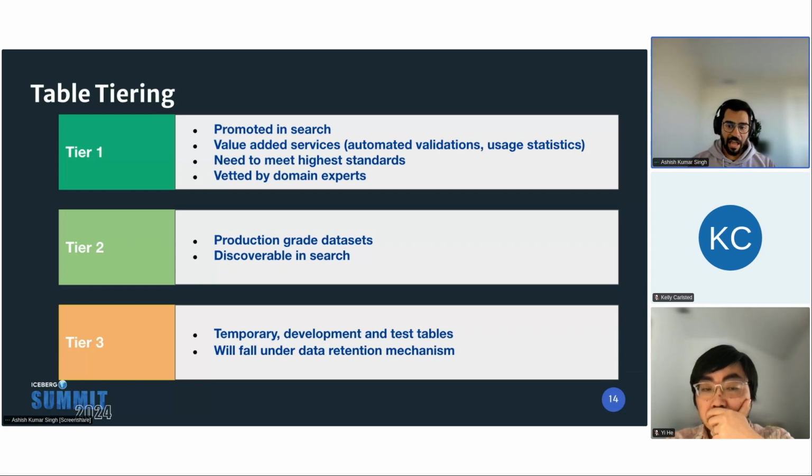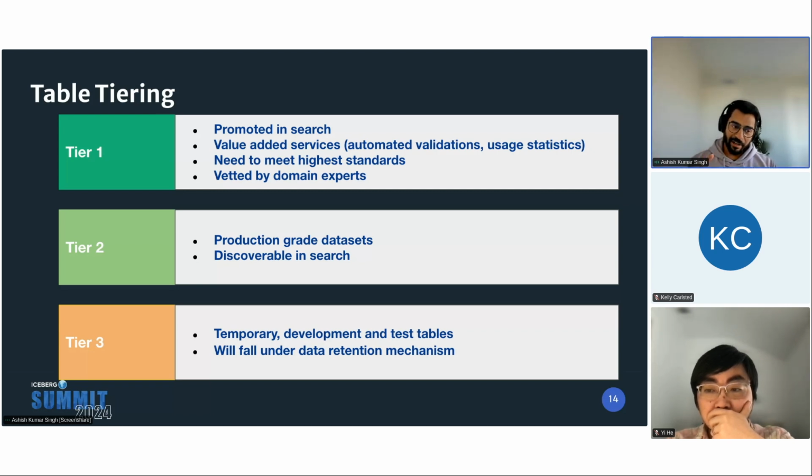Then in tier two, we have most of our production grade data sets, which are discoverable in search, but they don't have any of the reliability guarantees or the various other value-added services that we provide specifically for tier one. Tier one is where we promote those tables on the search surfaces. It meets the highest standards in terms of freshness, quality, and is also reviewed by domain experts. On top of that, we also provide various value-added services like automated validation, user statistics, and more.